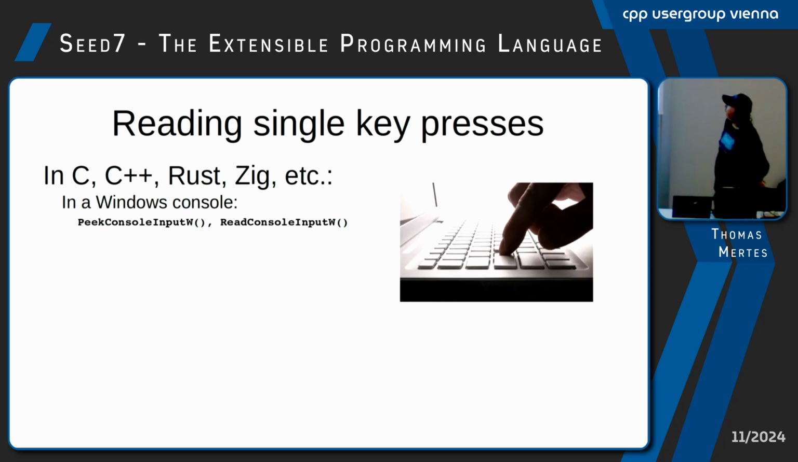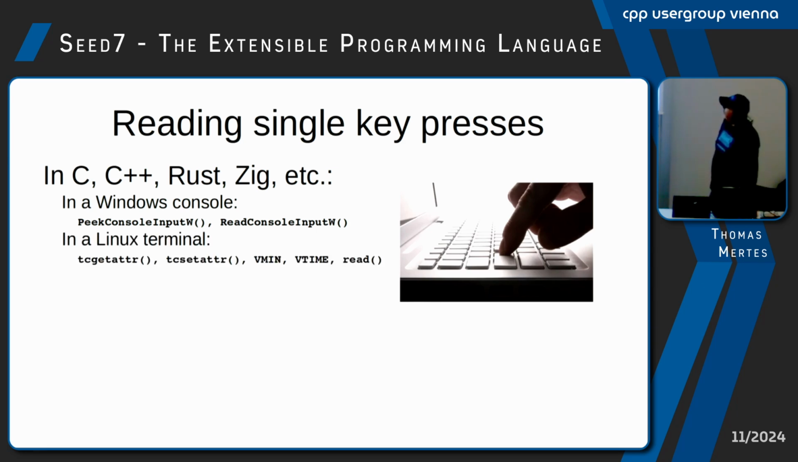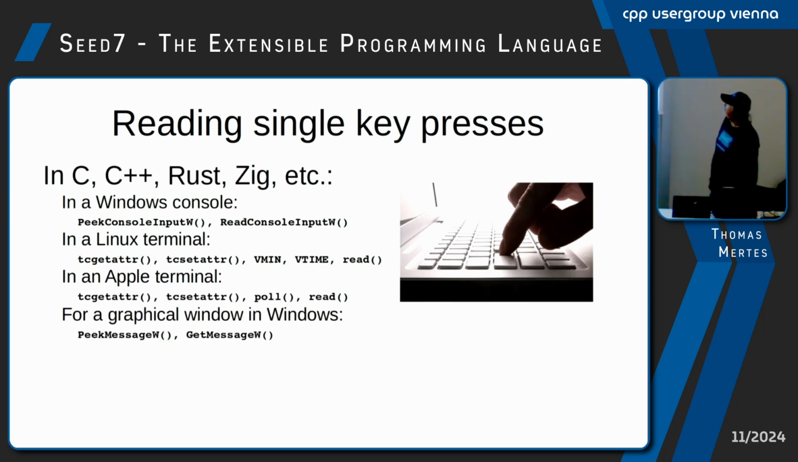And now, let's look at what you do if you want to read a single key press from C, C++, Rust, Zig, or any conventional programming language. And for the Windows console, you use some functions. And in a Linux terminal, you have different functions to be used. And Apple has still different functions.